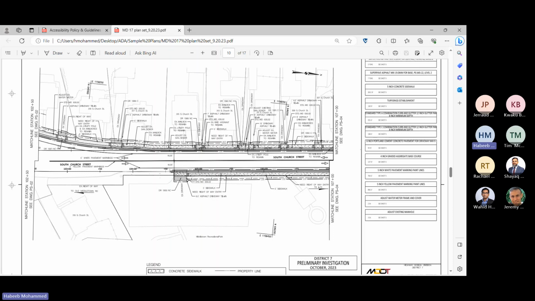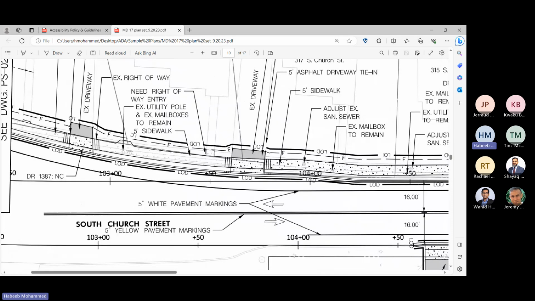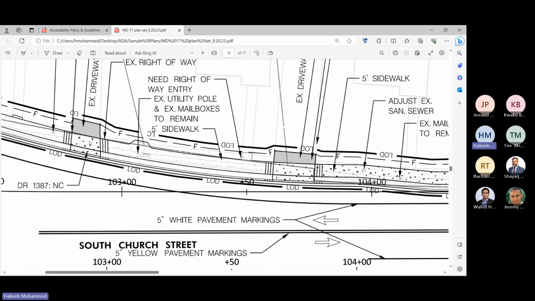So this is still in progress. We are waiting for the concept approval on this one. Then it will go for the PI. Here you can see there was no sidewalk when we took this project, and we have new sidewalk and new driveways shown here. So let's look into one of these. This is the driveway here.